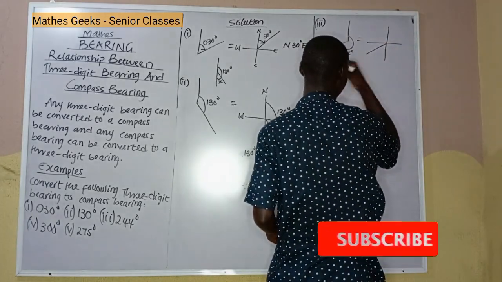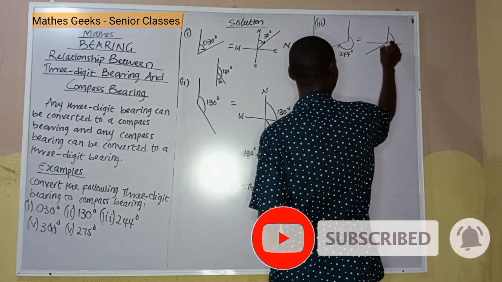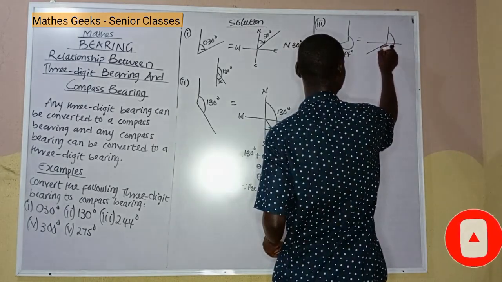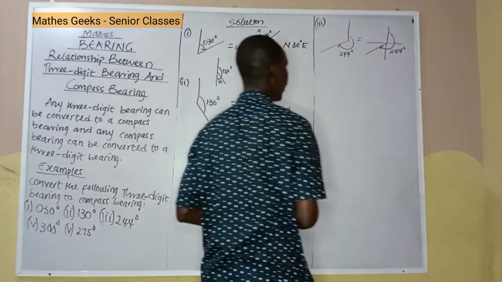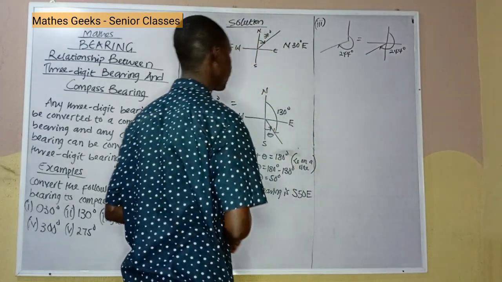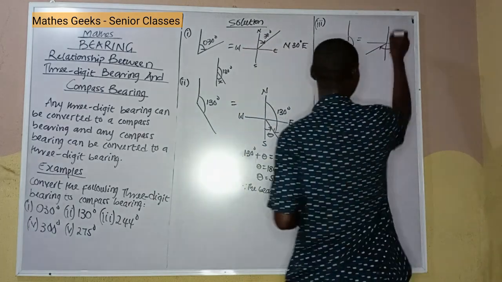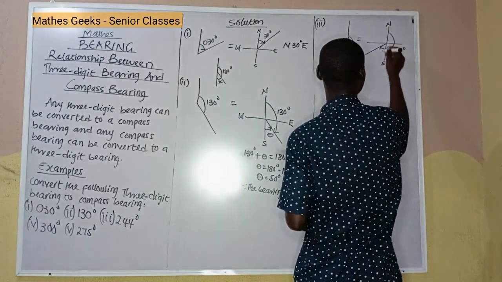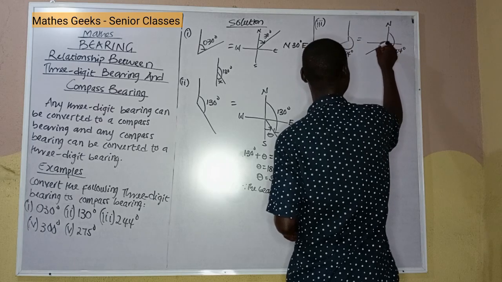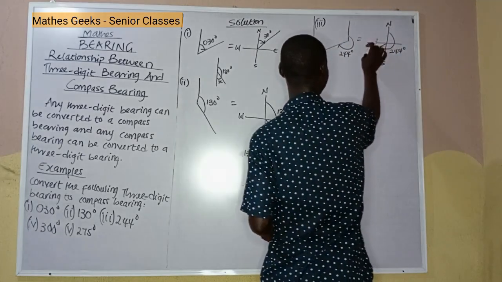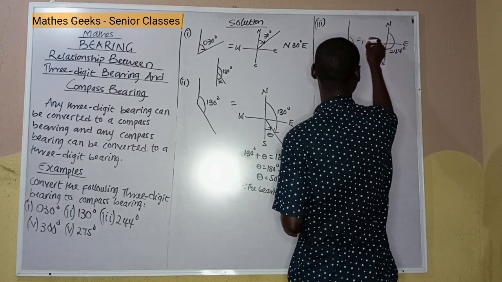If you use our cardinal points to represent 3-digit bearing, they are measured from the north only. This is 244 degrees. However, our intention is to get the equivalent of this in compass bearing. The equivalent in compass bearing is gotten when you measure from the south to this line, from the south to this line only. So north, south, east, west.